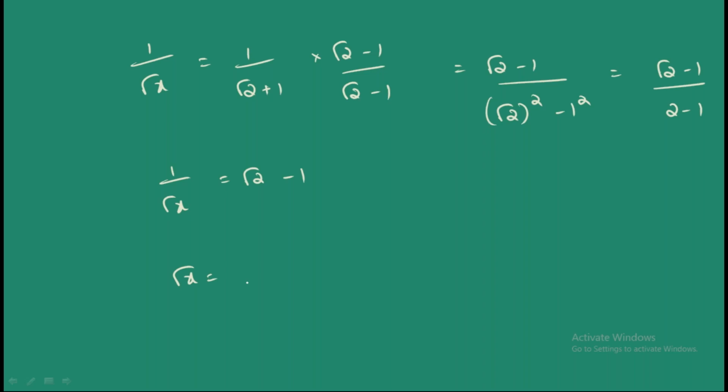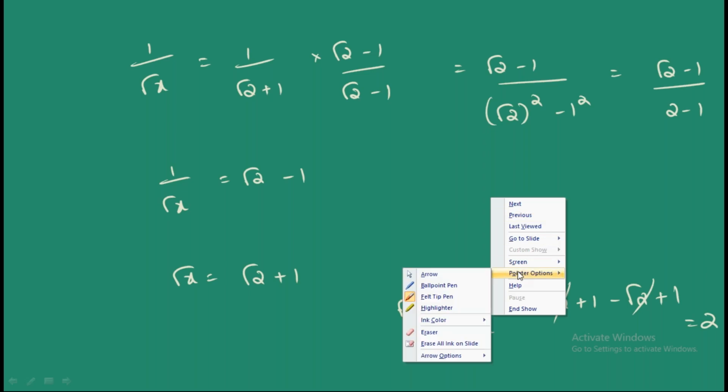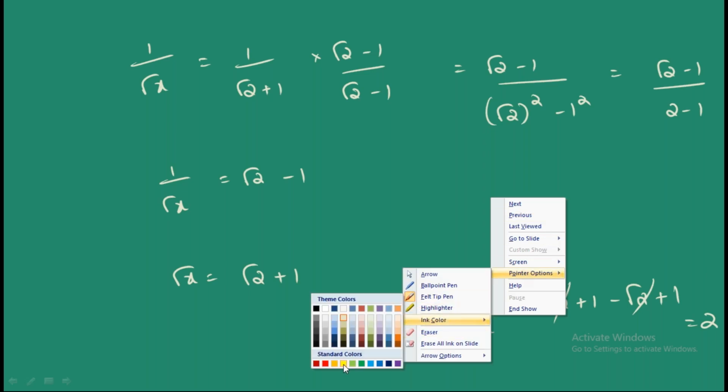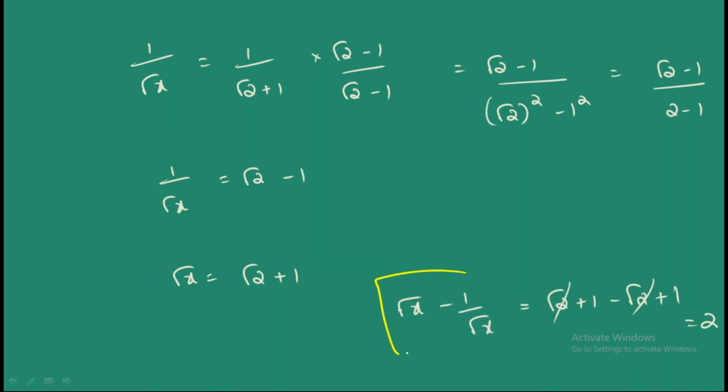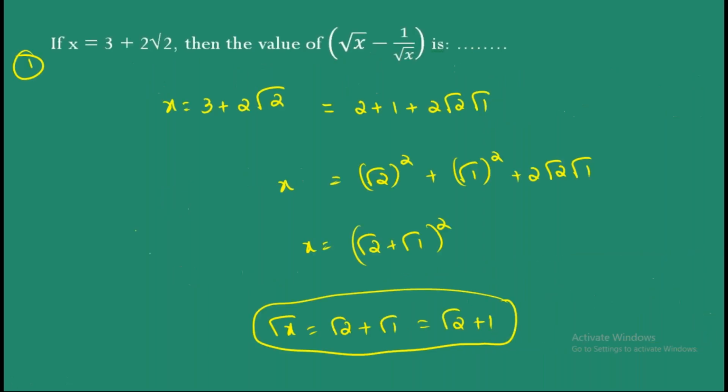Root x is root 2 plus 1. Now if you subtract 1 by root x, then what will you get? Root 2 plus 1 minus root 2 plus 1 will get cancelled. We'll finally get 2, my dear friends. After solving this, we can say that root x minus 1 by root x is equal to 2. Fine, so this answer is nothing but 2.